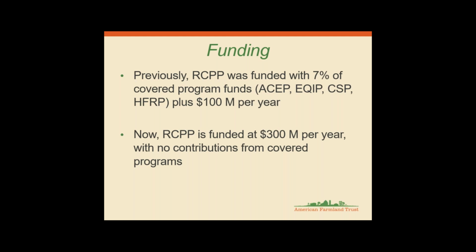This is different in the 2018 Farm Bill. RCPP has its own funding pool, and it's now funded at $300 million per year. The 7% contribution from covered programs has been removed. So any funding that a project partner might get for farm or ranchland protection is going to be above and beyond the $450 million per year that is available through ASAP.